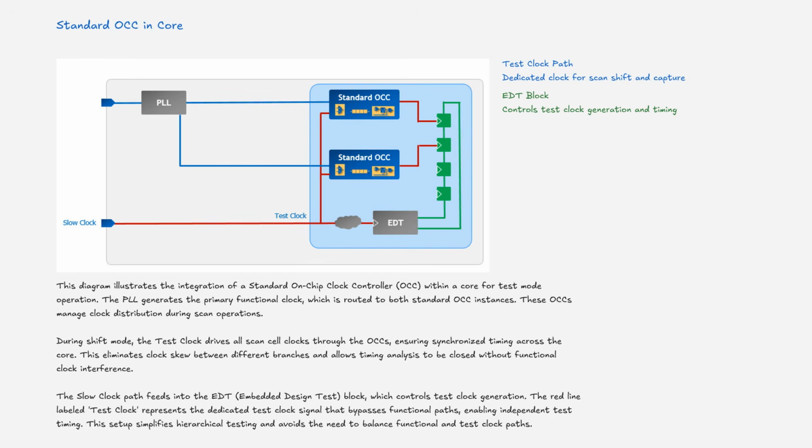The slow clock path feeds into the embedded design test block, which controls test clock generation. The red line labeled test clock represents the dedicated test clock signal that bypasses functional paths, enabling independent test timing. This setup simplifies hierarchical testing and avoids the need to balance functional and test clock paths.